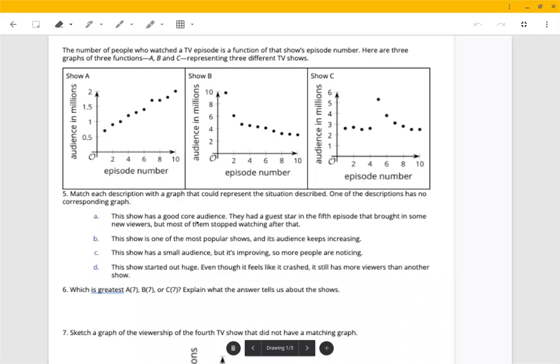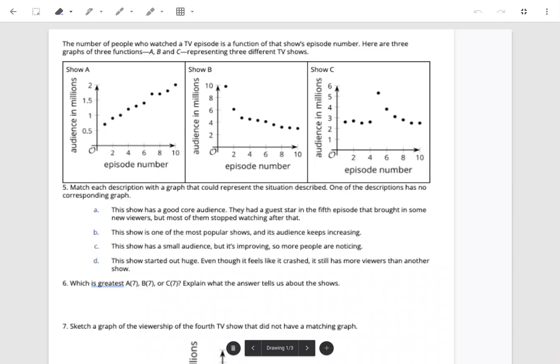So let's look at A. A says this show has a very good core audience. They had a guest star in the 5th episode that brought in some new viewers, but most of them stopped watching after that. So we're looking for a graph in which there was a spike in the audience in the 5th episode. And the only one that does that, it looks like, is show C. We can see up here in episode 5, there was a spike in viewers.